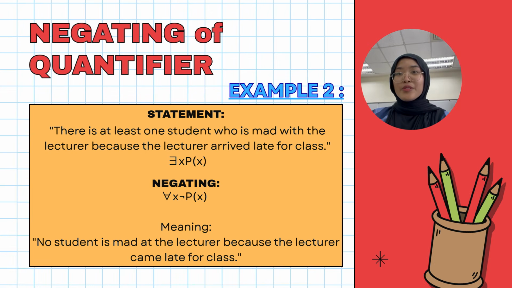Okay, so we go to example 2. The statement is there is at least one student who is mad at the lecturer because the lecturer arrived late for the class, which is for some x P(x). If we negate it, we will get for all x not P(x), meaning no student is mad at the lecturer because the lecturer came late for the class.